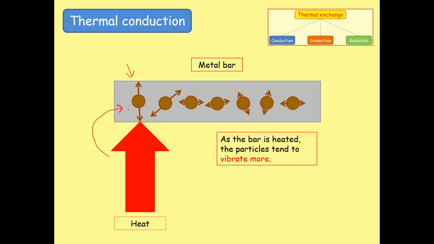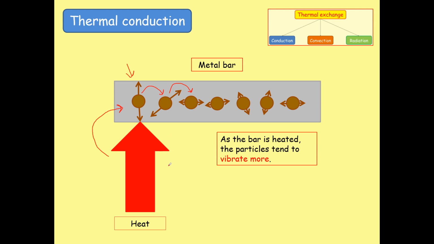We heat it up. The oscillations of these particles will increase, so it will hit other neighboring particles, transferring their energy to the next one, and this will keep on going till all of this metal bar is at a higher temperature.